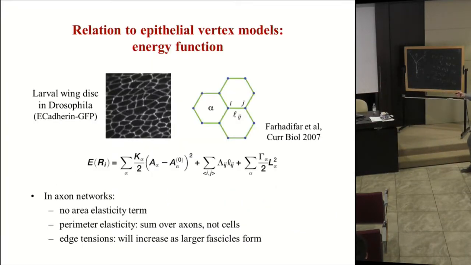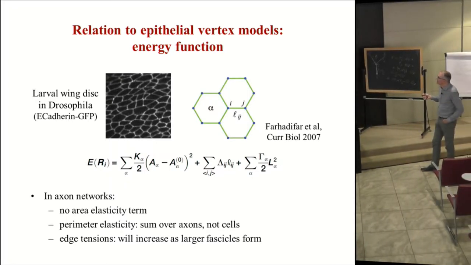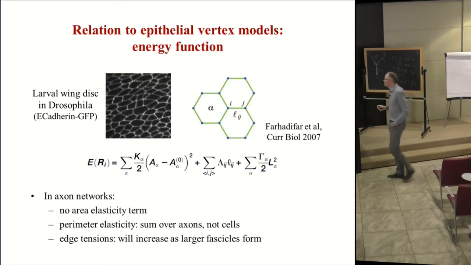So if you want to formulate vertex models on the network level, I sort of think of it as somewhat analogous to epithelial vertex models, but which are then decorated with additional structural information, which must be taken into account if you want to simulate, for example, the evolution of the network using such a vertex description.